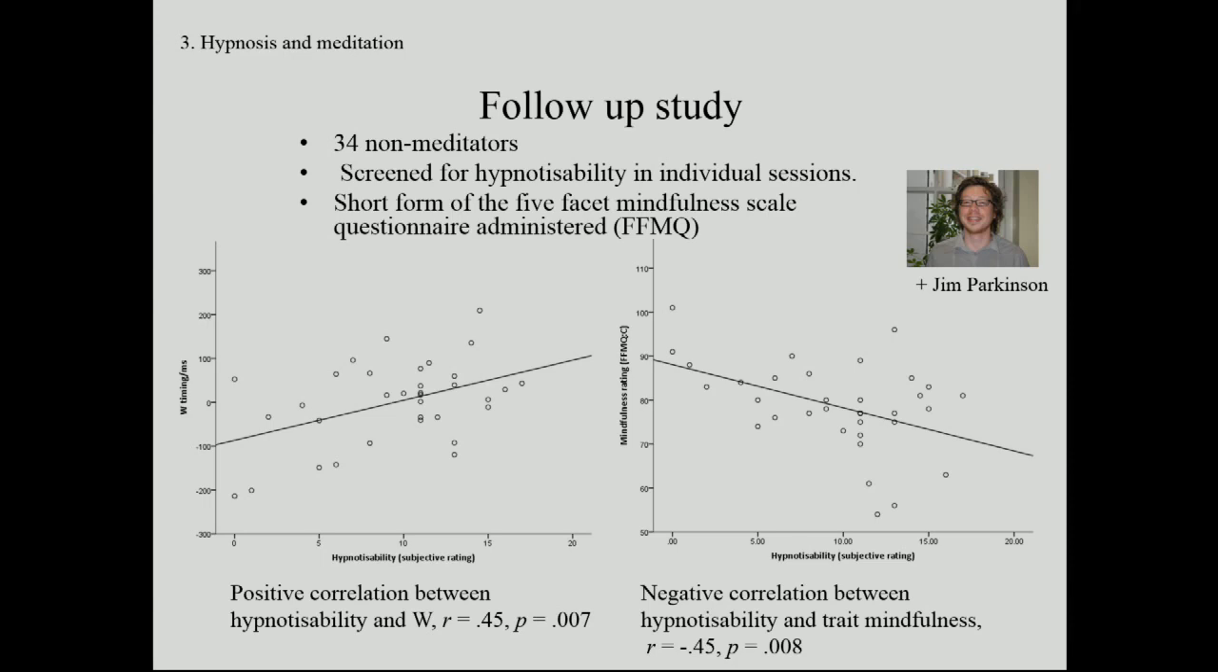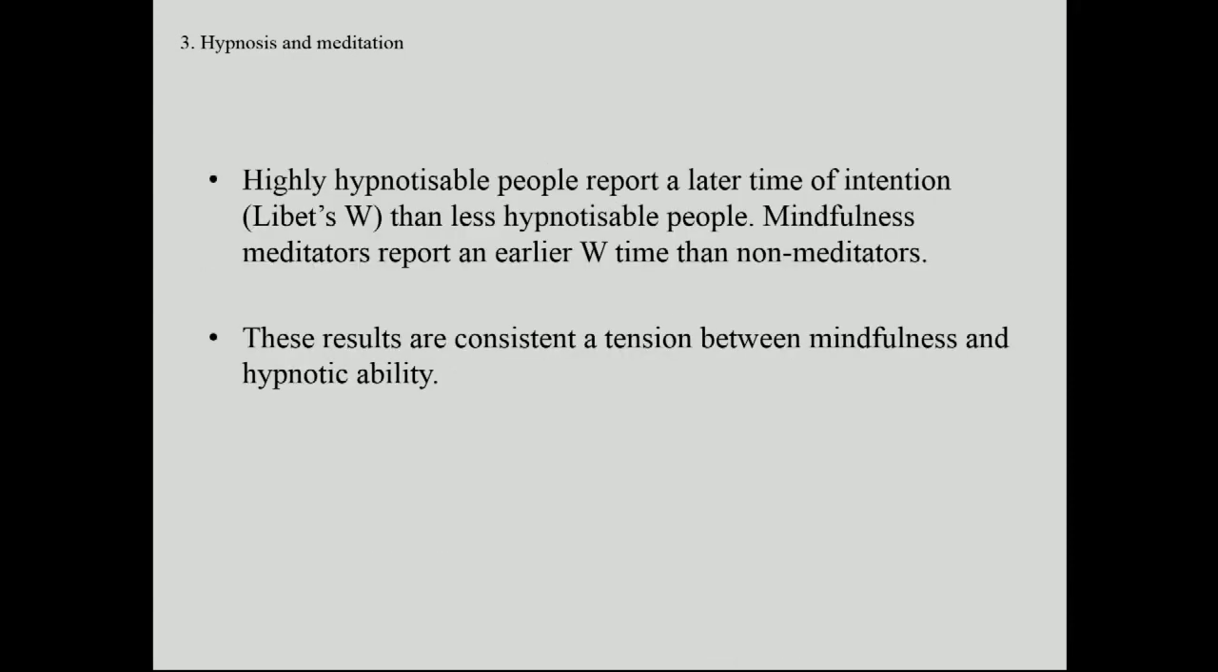So highly hypnotizable people report a later time of intention than less hypnotizable people, and mindfulness meditators, by contrast, report an earlier time than non-meditators. So that fits the conjectures that we started with, that there's a tension between mindfulness and hypnotic ability, and furthermore, that a certain sort of highly hypnotizable person may be one who's just sort of chronically less aware of intentions in general. And that's why they can be strategically less aware of them in the context of a hypnosis session.